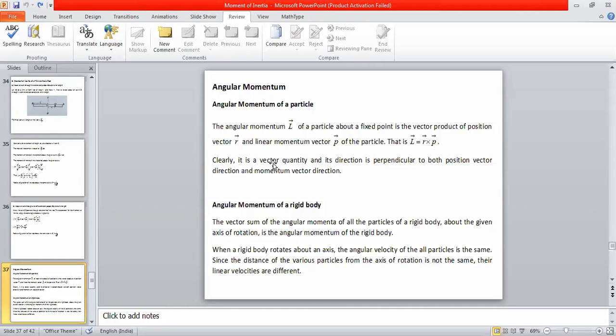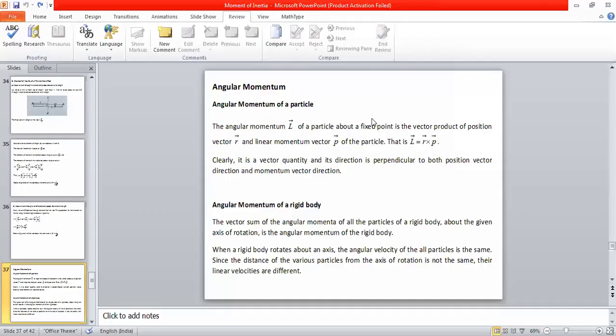And I have already told you it is a vector quantity, so definitely angular momentum is a vector quantity. Since it is a vector quantity, it has a direction also. Its direction is perpendicular to both the position vector and the momentum vector. So the direction of vector L is perpendicular to the plane containing vector R and vector P. If you take a plane in which vector R and vector P lie, then vector L is perpendicular to that plane.